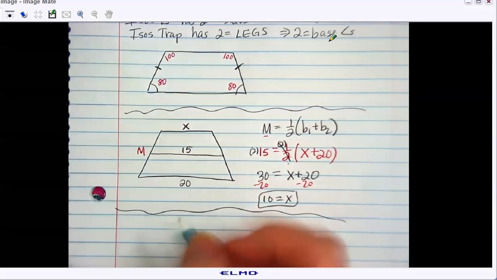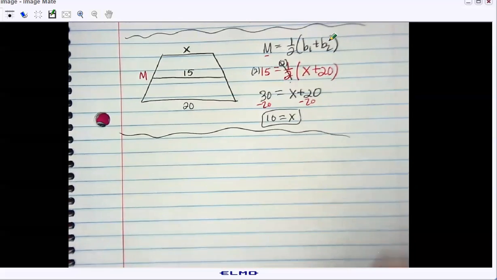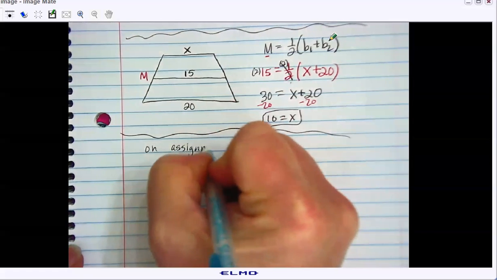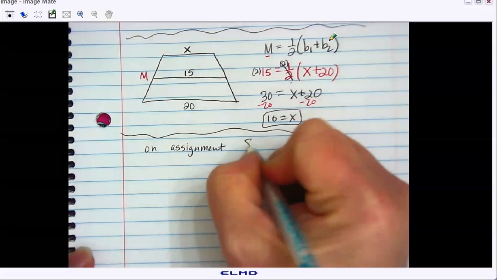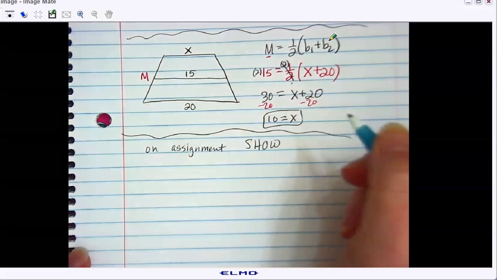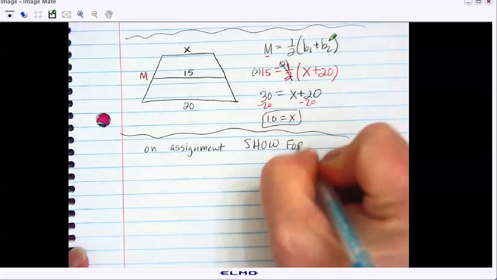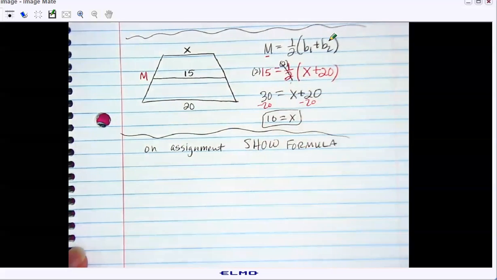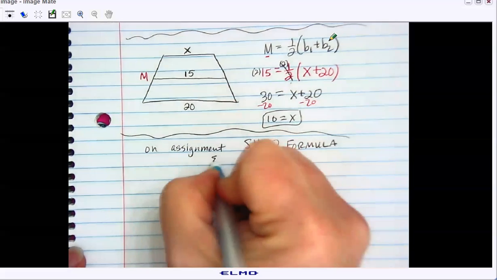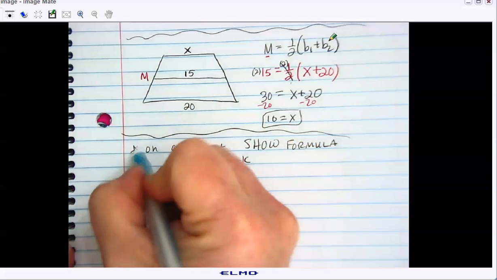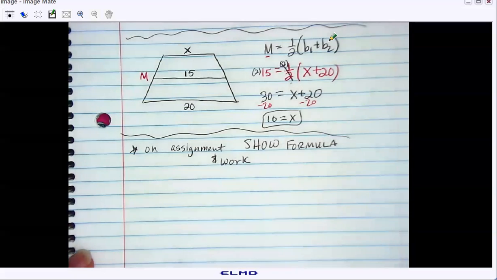But before I do that, let me make this very, very clear so that I'm putting it in the video, putting it in the notes. On your assignment for trapezoids, I know you can do some of this in your head, like this last one, but I want you to show the formula. You can show the formula at the top, but give me the numbers that you used. So show the formula and work. This is very important for you to get credit. Okay, so let's move on.